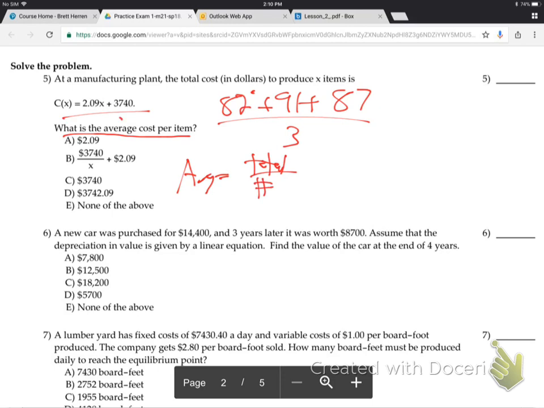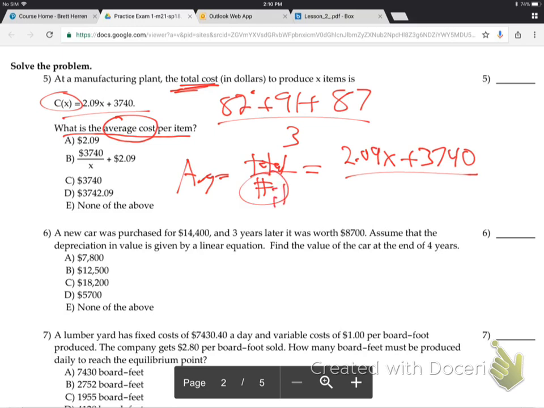So if they want average cost, they want total 2.09x plus 3740, right? That's total cost. They're telling me in their words that is total over what? Number of items. What's the number of items? X items over X. Does that make sense? That's how you do average, huh? Total over number of items. And the number of items is X, they're saying. X items. Now, okay, but where's my answer?